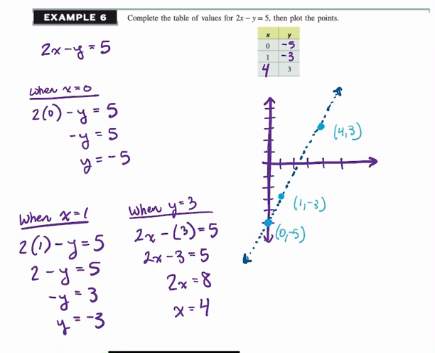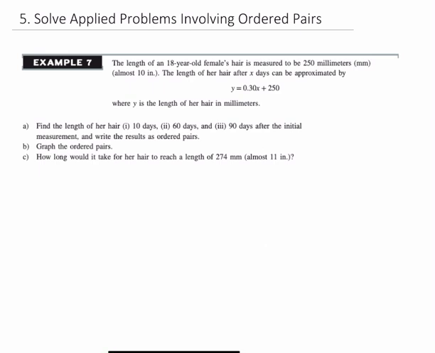But we'll get more into lines specifically in the next section. But just wanted to give a little hint of where we're heading towards. But that's why we're calling these things linear equations. Linear equations, because they represent lines in space. All right, let's look at an applied problem. So solving an applied problem involving ordered pairs.